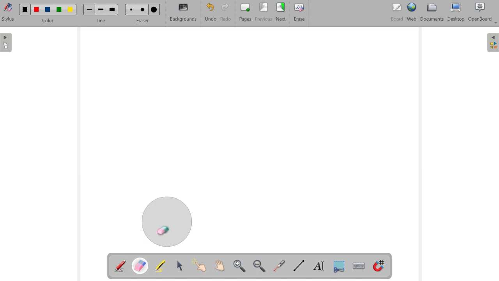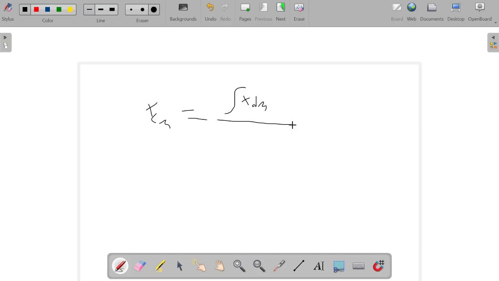So when we have a free body, like a continuous big body, its center of mass can be defined as the integral of x dm over the integral of dm. What does this mean? dm refers to every little bit of mass in the object. So let's say we have this.